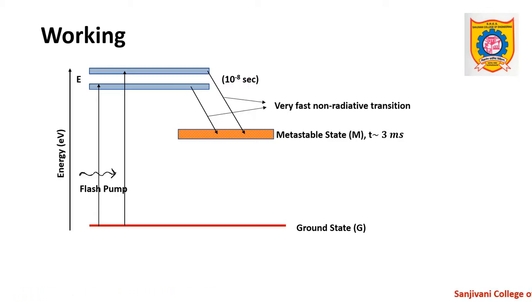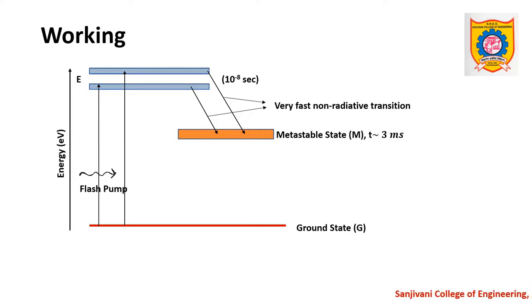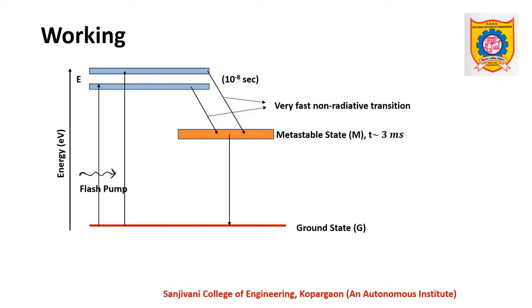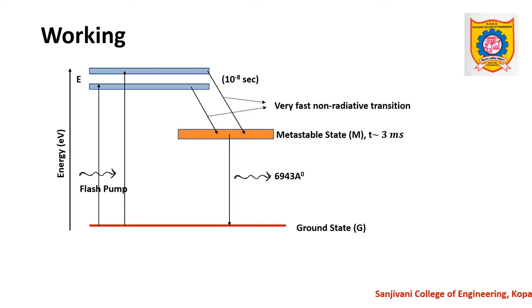And these photons further undergo multiple reflections from the completely silvered and partially silvered ends of the ruby rod. This entire process takes place inside the rod, and once sufficient intensity is achieved, the desired laser beam is given out of the partially silvered end, which has a wavelength of 6943 angstrom units. That means this is the desired laser output. So this way the ruby laser works.